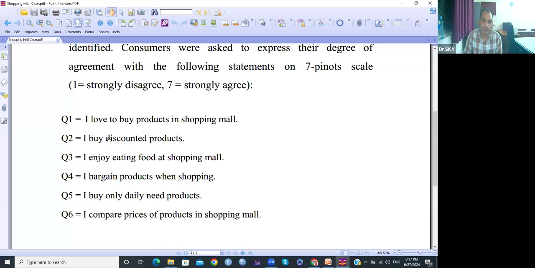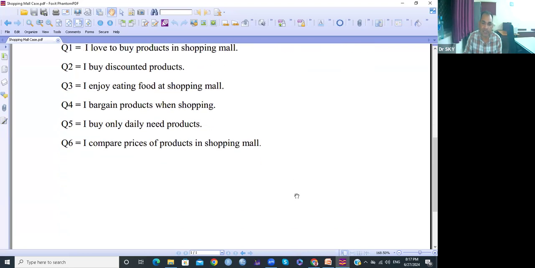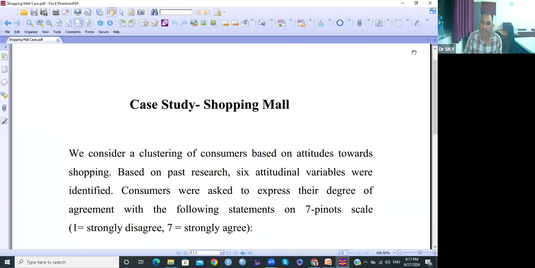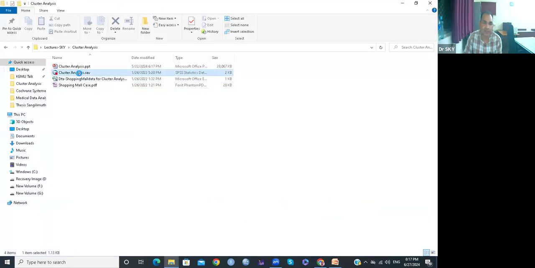And these are the 6 questions: I love to buy products in shopping mall. I buy discounted products. I enjoy eating food at shopping malls. I bargain products when shopping. I buy only daily need products. And I compare price of products in shopping malls. So let us see how many clusters will be made. So we have this data.